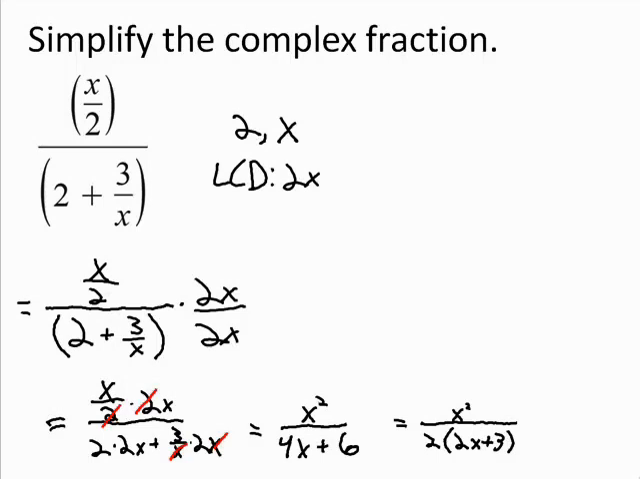This expression has to have the same domain as the original expression. In the original expression, there is an x in the denominator of 3 divided by x, so x cannot be equal to 0. The simplified expression is x squared divided by 2 times the quantity 2x plus 3, where x is not equal to 0.